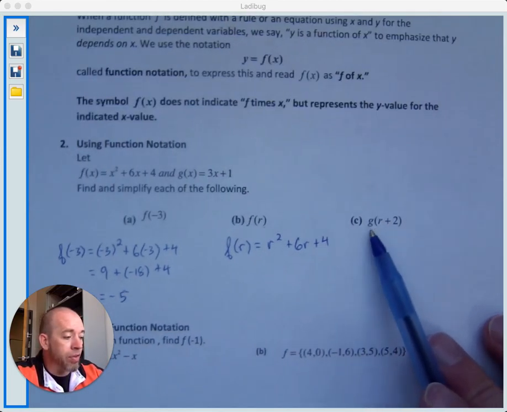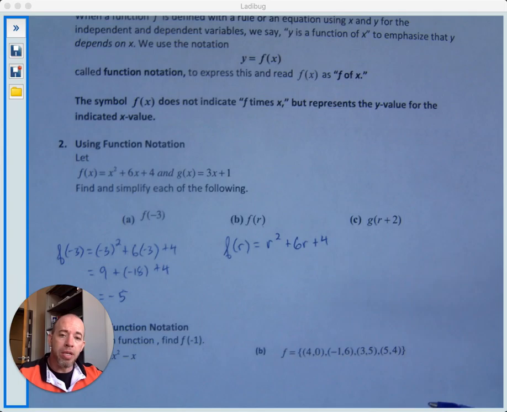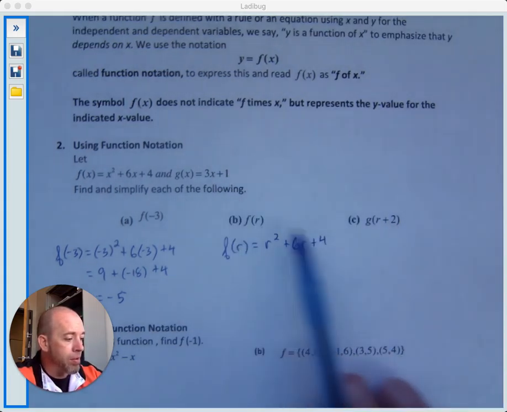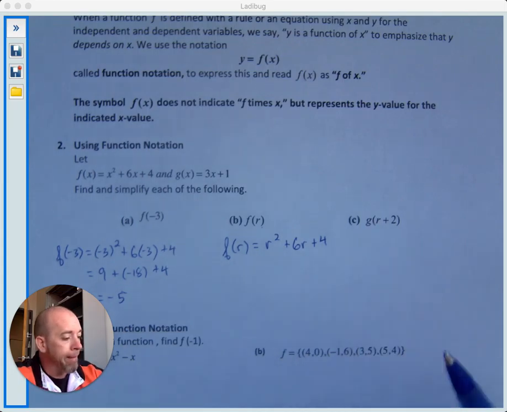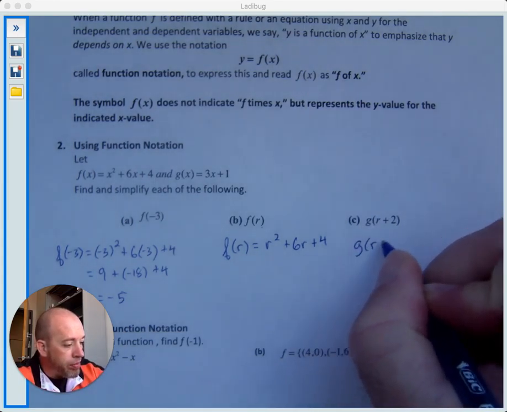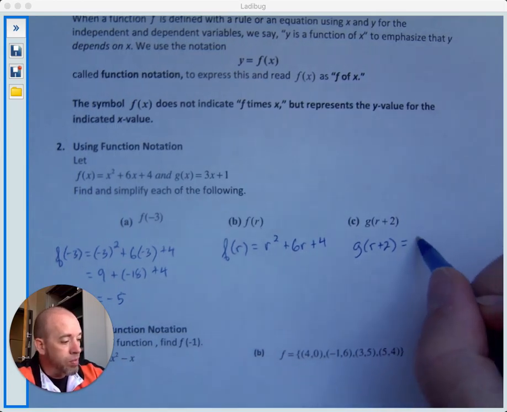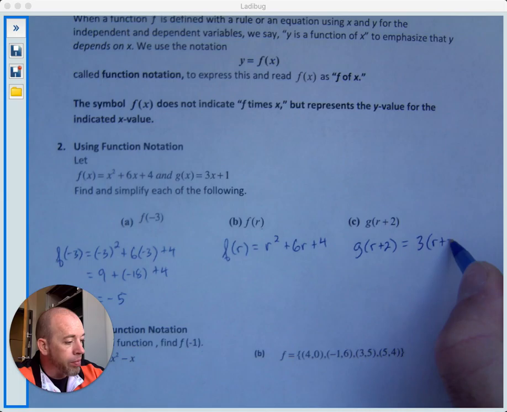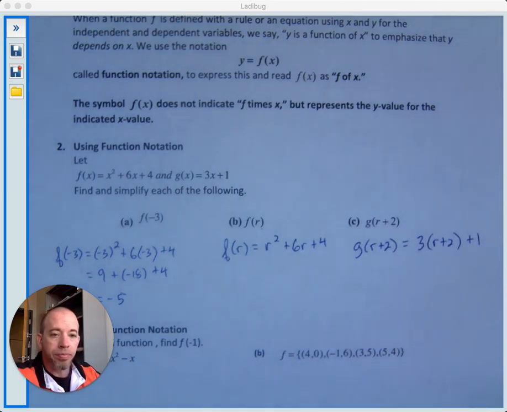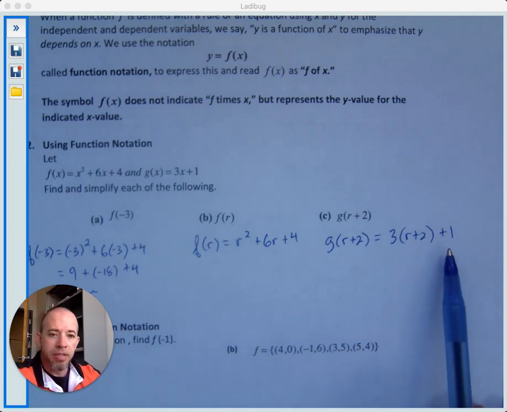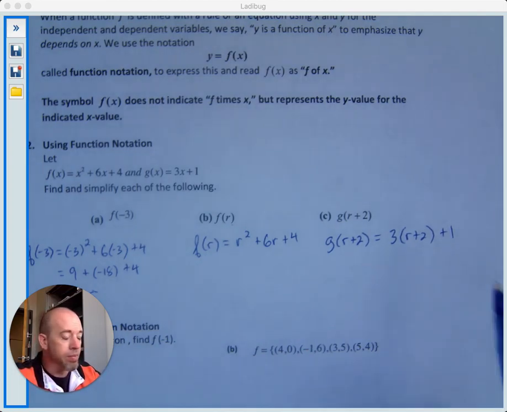We're asked to find g of r plus 2. So when you have an expression that's not just another variable, you may have to do some simplification. So let's plug in r plus 2 for x, and this time we're asked to do it in the g function, right? So we're finding g of r plus 2. That means we're going to plug r plus 2 in for x. So we have 3 times r plus 2 plus 1. Now, this answer here would be correct, but let's do a little simplifying so we can combine like terms and make it look a little bit nicer.